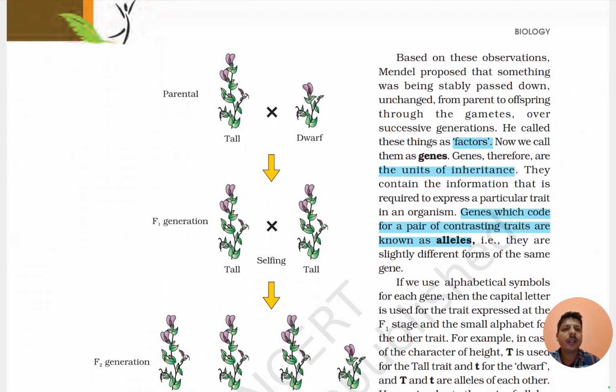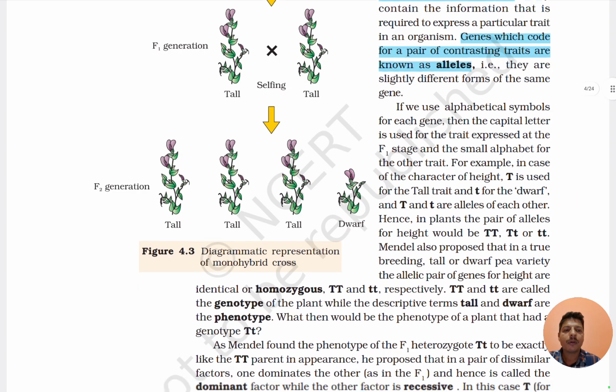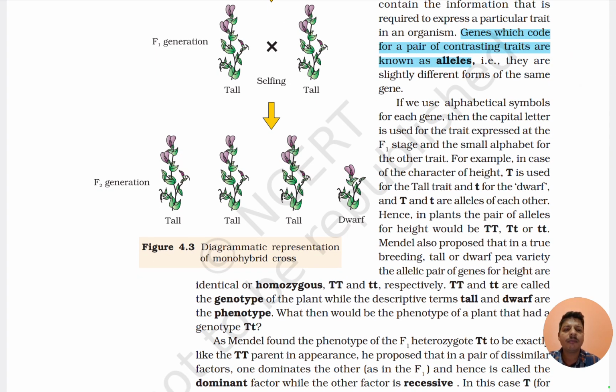Next, here you can see Mendel found out that something is transferred from parents to offspring, and that something was given the name factors. Now we call them genes. So genes are the units of inheritance. They contain information that is required to express a particular trait or character in an organism. Genes which code for a pair of contrasting traits are known as alleles. That is, they are slightly different forms of the same gene. Here, the same thing is given with proper explanation.